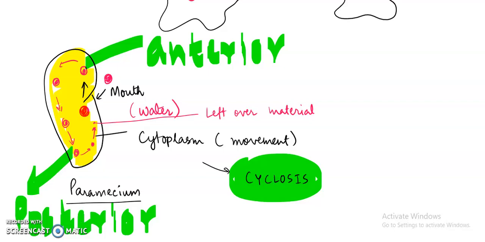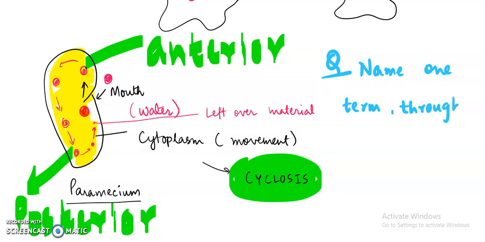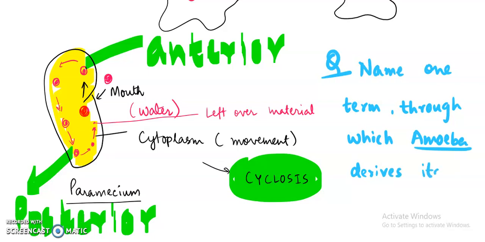Now in this video, we have a question for you, and that is, name one term through which amoeba derives its nutrition. You can write the answer of this question in the chat.